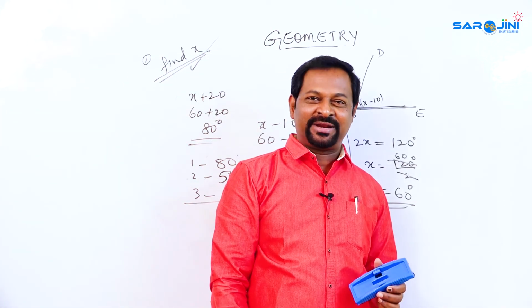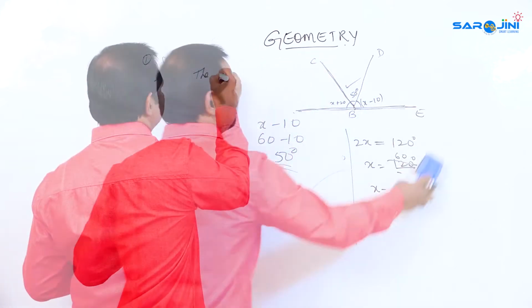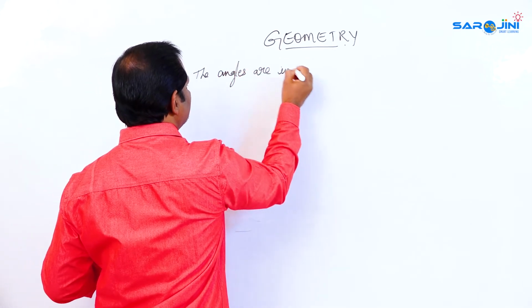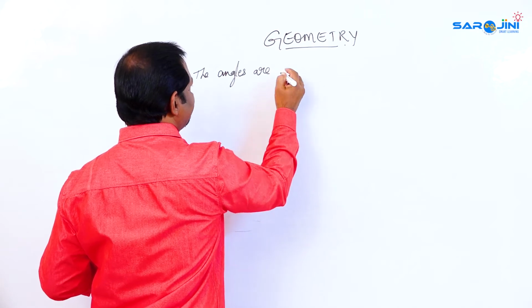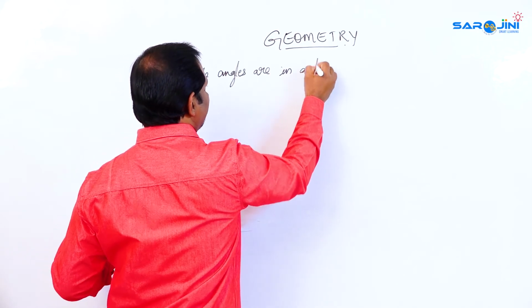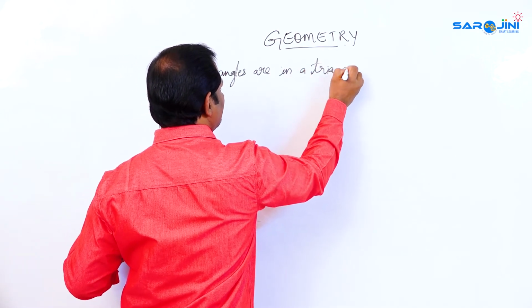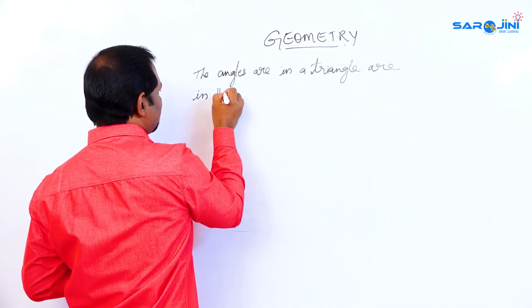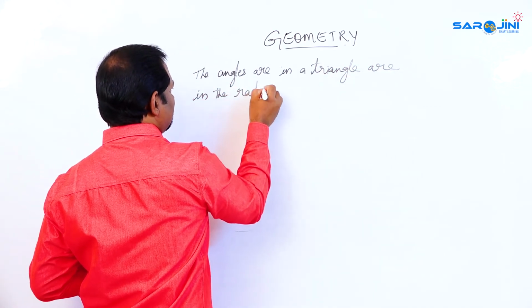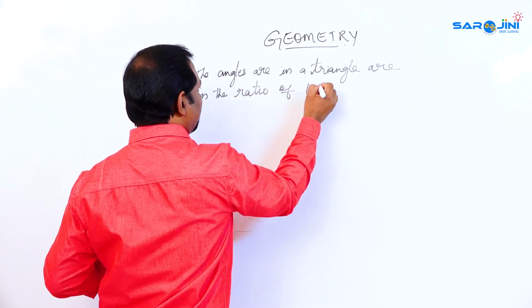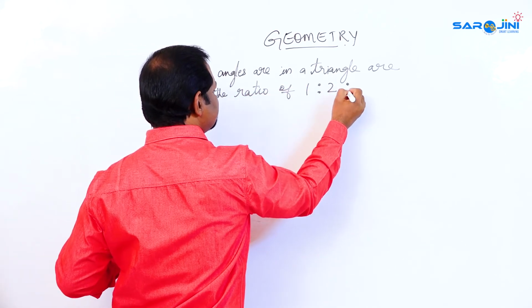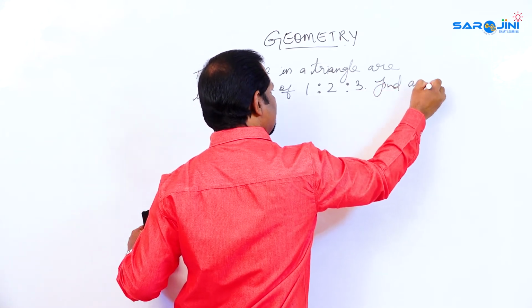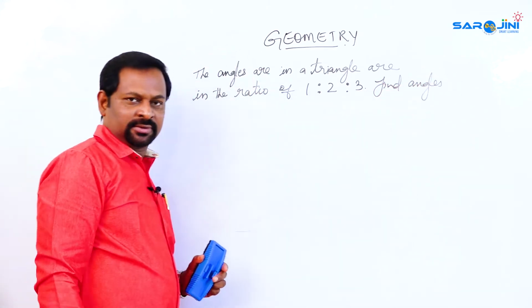Would you like to do one more example? The angles in a triangle are in the ratio 1:2:3. Find the angles. You may get a question like this.